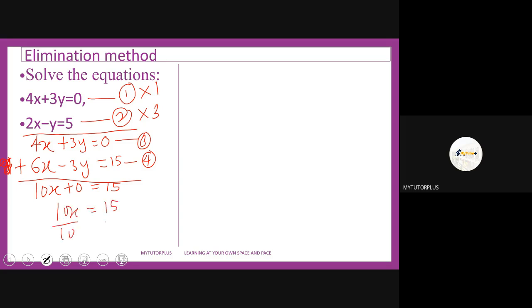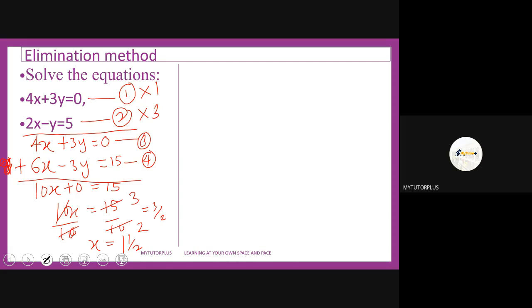Divide both sides by 10. So I'm going to have the value of x now to be equals to, how many 5s can I get in 10? That would be 2. 5 in 15, that's going to be 3. That will give us 3 over 2, which can be simplified into a mixed fraction, 1 and 1 over 2.